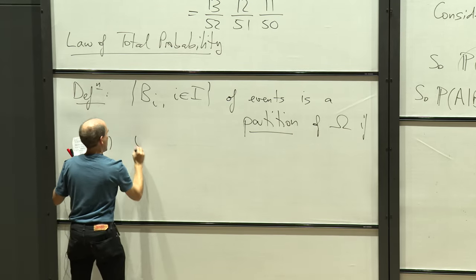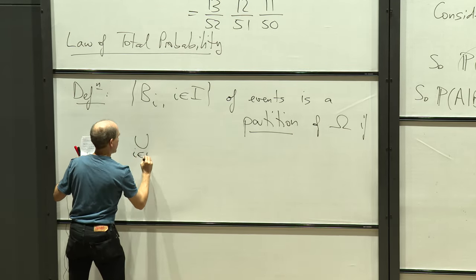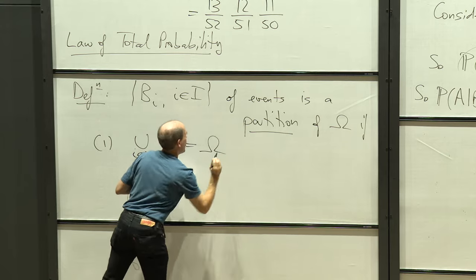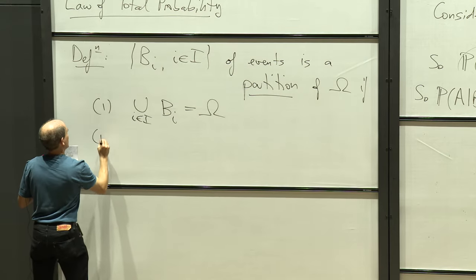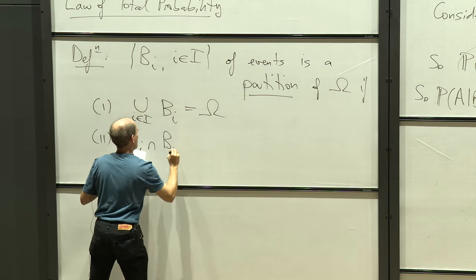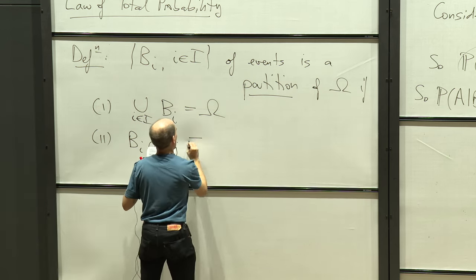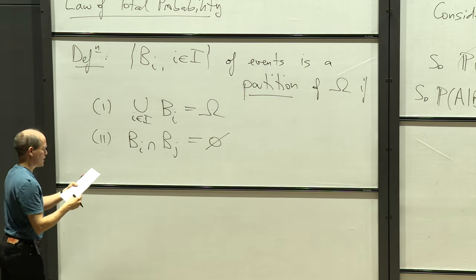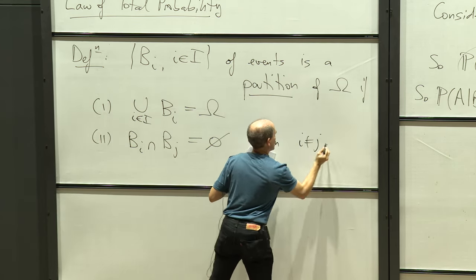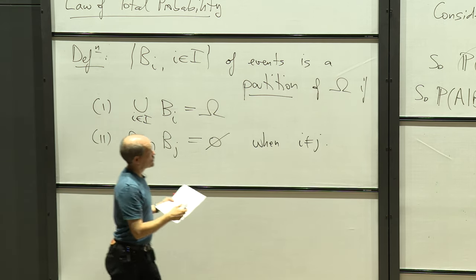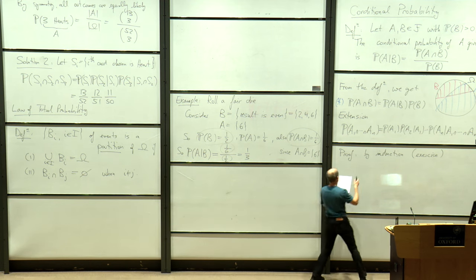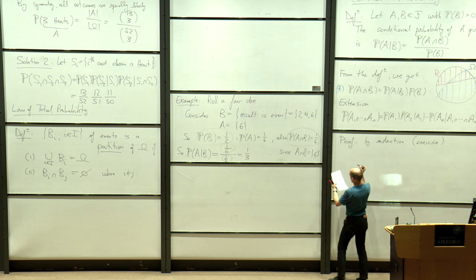One, every outcome is in one of the members of the partition, so the union of those Bi's is all of omega. And then second is that they are pairwise disjoint, so Bi intersection Bj is empty whenever i is not equal to j. So that's a partition. And with this notion of a partition, I can state the law of total probability.